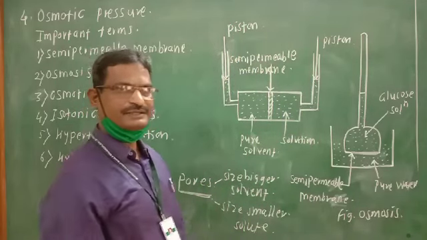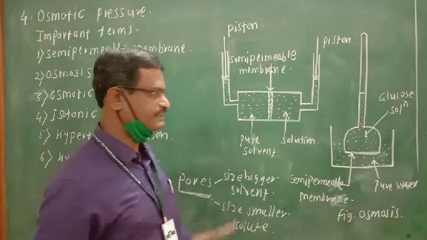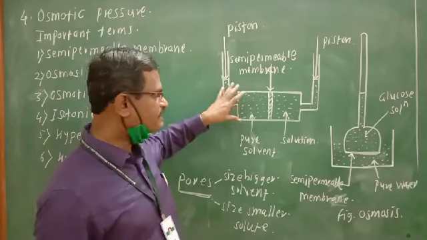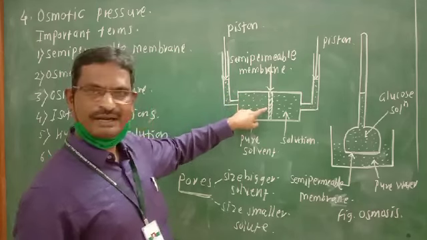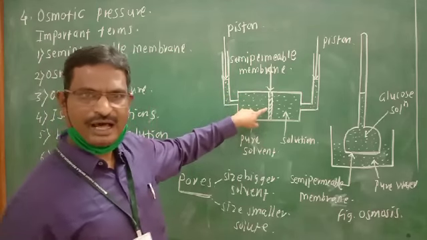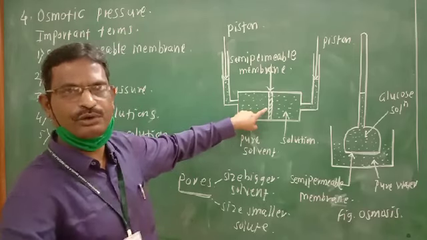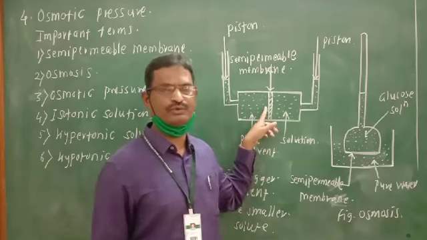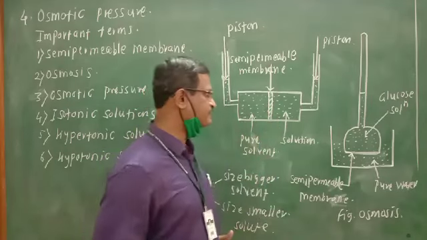Now see what happens whenever the process is started. What is meant by osmosis? This is our assembly. Whenever the assembly is completed, the semi-permeable membrane has the property that it allows the passage of only solvent through itself but not a solute. Now the phenomenon of osmosis will start. See how osmosis takes place.